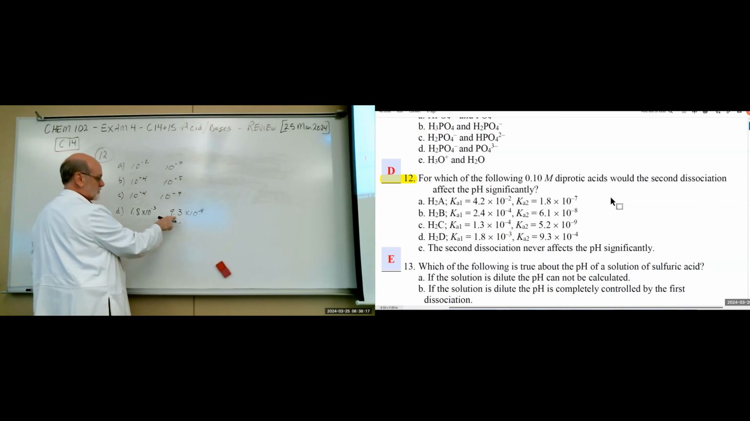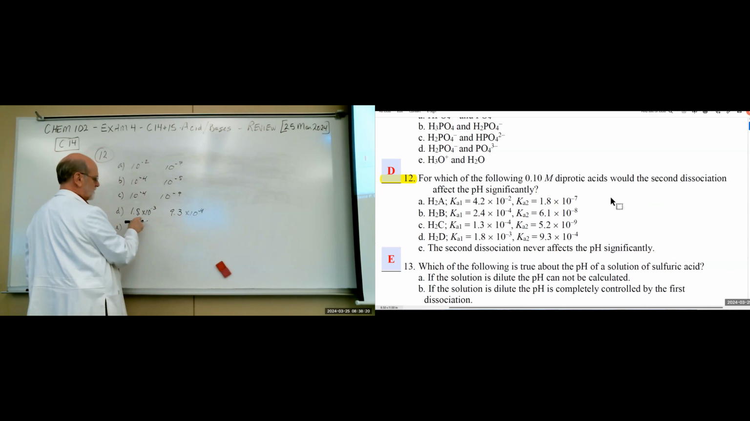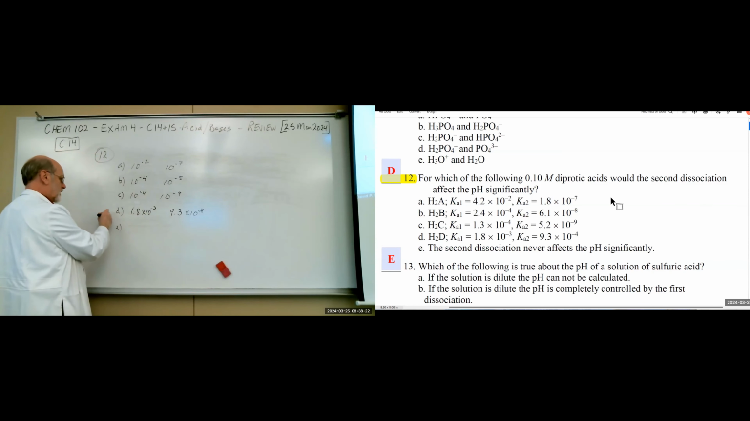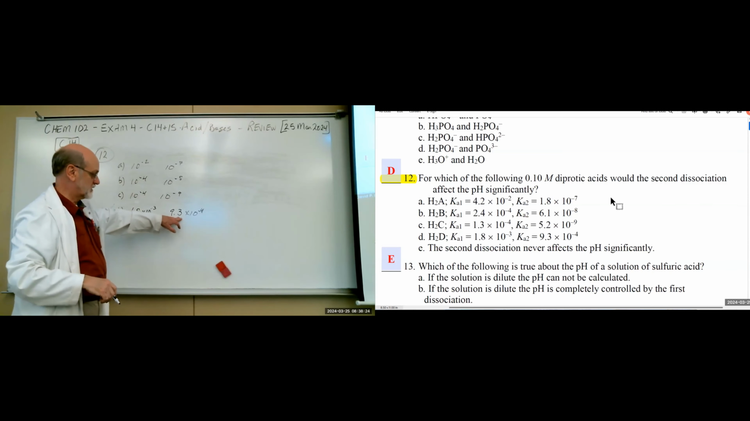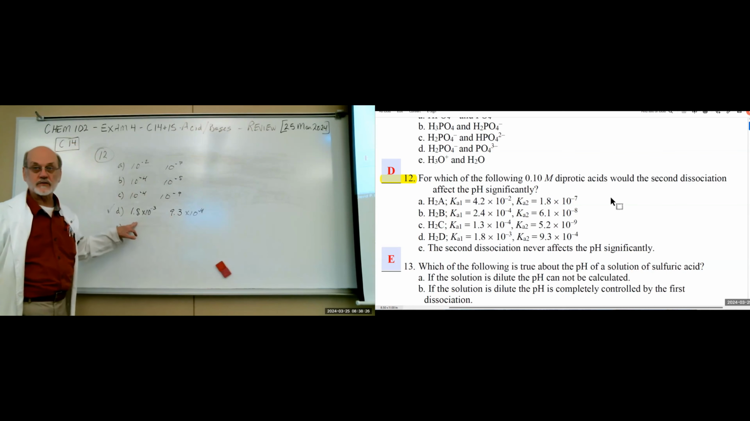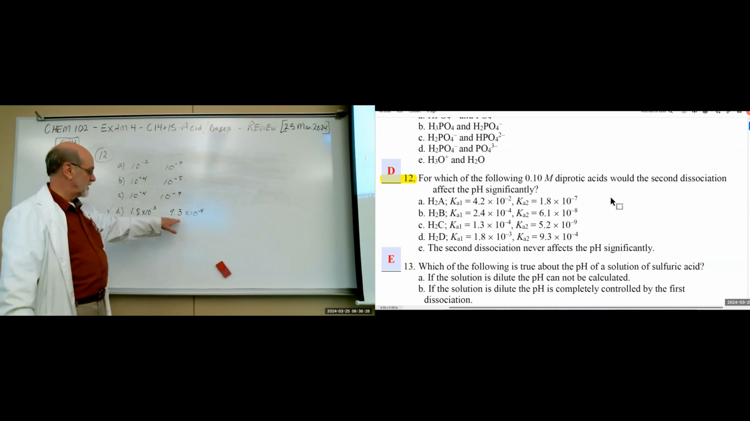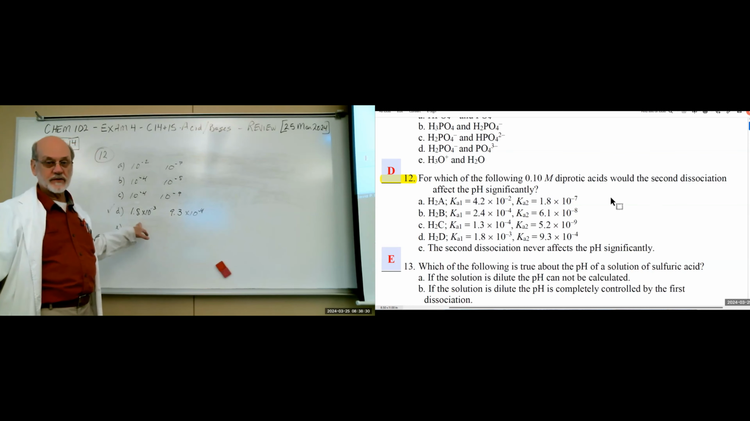This one is almost 1 times 10 to the minus 3. They are very close to one another. I would think this second dissociation would have an effect on the first one, simply because the Ka is very close to the first one.